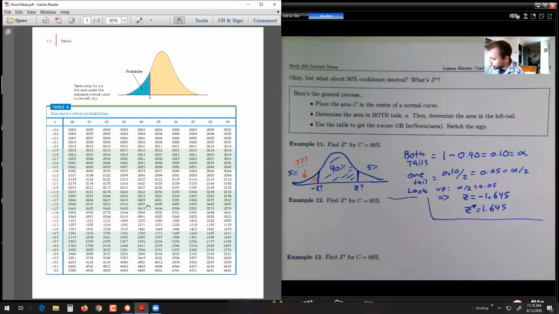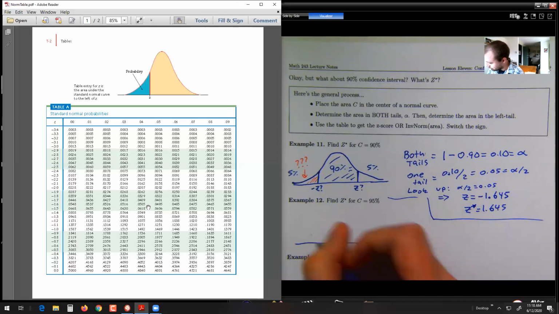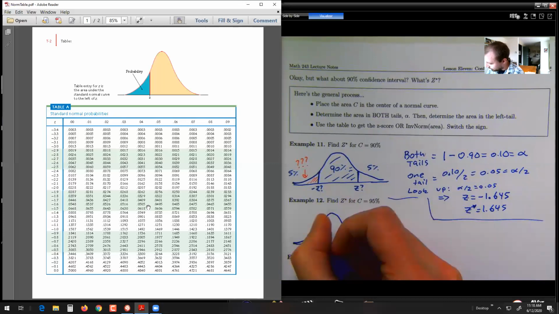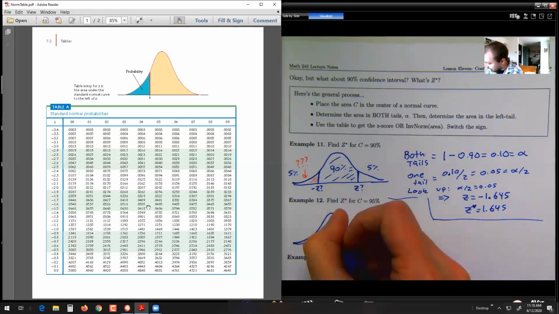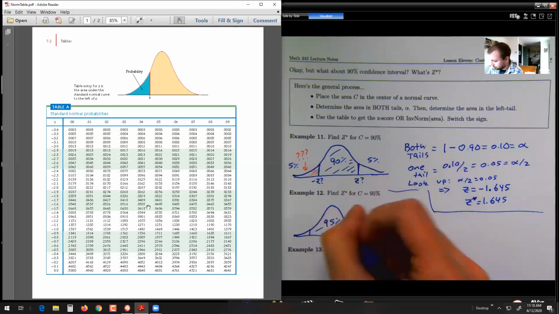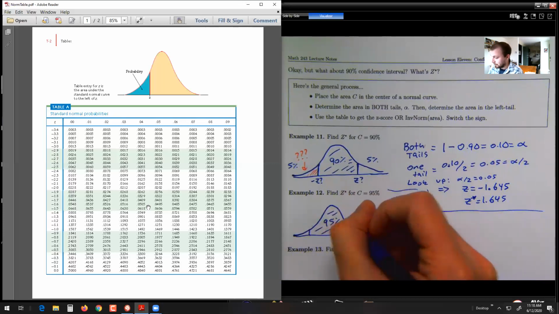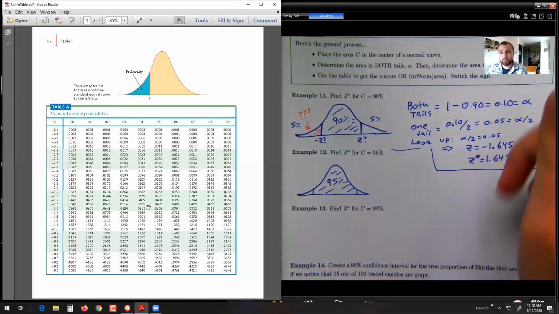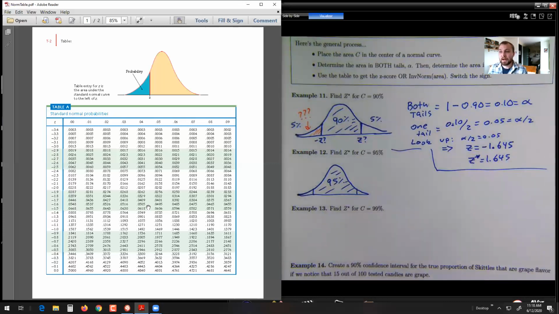Let's do another example. 95%. So I have 95% in the center. And I'm just thinking through this process here, because once you get the hang of it, I don't have to write down necessarily all these steps. I can kind of visualize it on the curve.